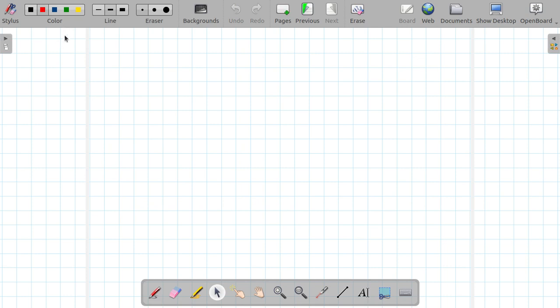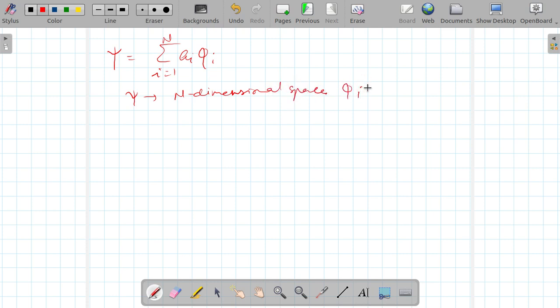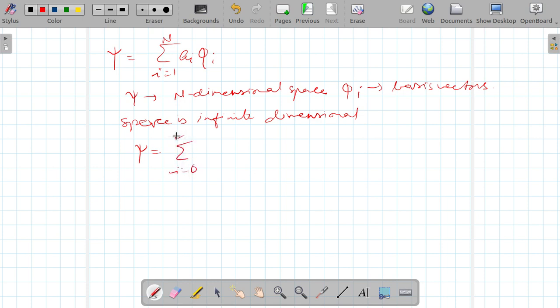So consider the equation as I discussed earlier, that psi can be written as the sum of a_i phi_i, where i varies from 1 to n. So this represents that psi is a vector in n-dimensional space, and phi_i are known as basis vectors. And if the space is infinite dimensional, then this equation can be written with i varying from 0 to infinity, a_i phi_i.